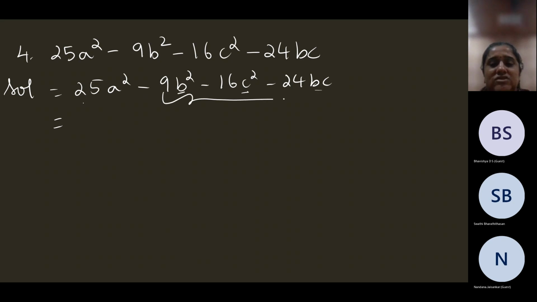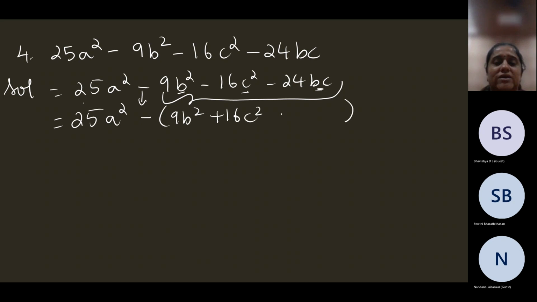That means we'll have to group the last 3 terms, because there are 3 perfect squares, and the 4th term has BC in it. So BC is from B square and C square. We'll group the last 3 terms. For that, write 25A square, this minus sign as it is, open a bracket and write 9B square plus 16C square plus 24BC. Because we have taken minus outside, when you multiply minus with 9B square you'll get minus 9B square. Minus into plus is minus.